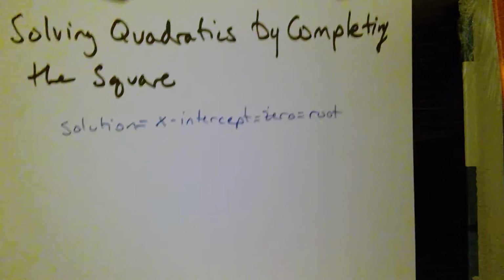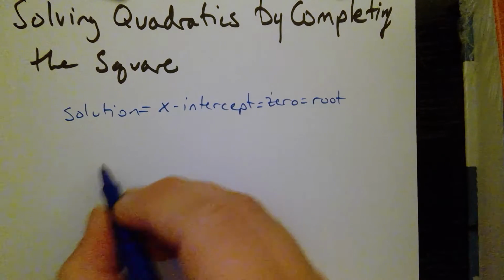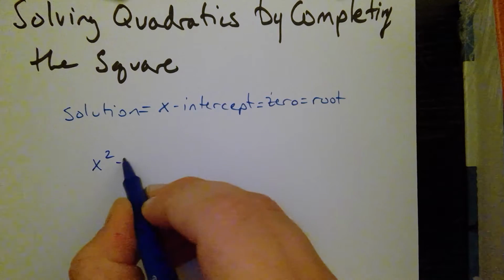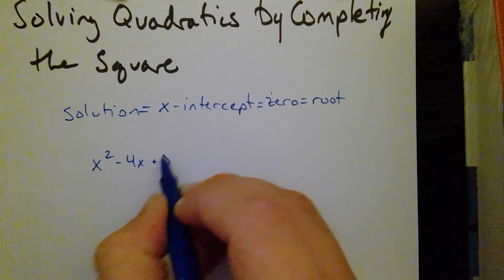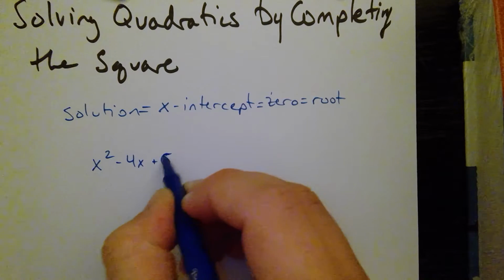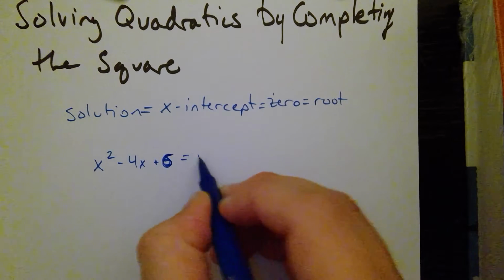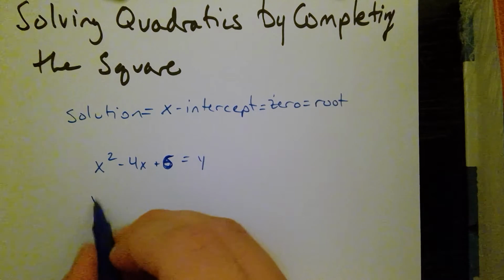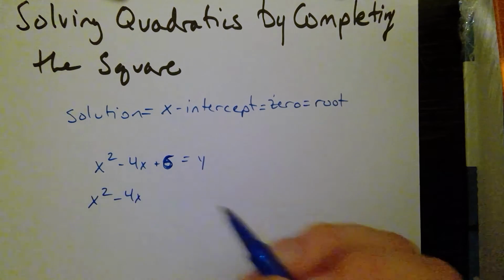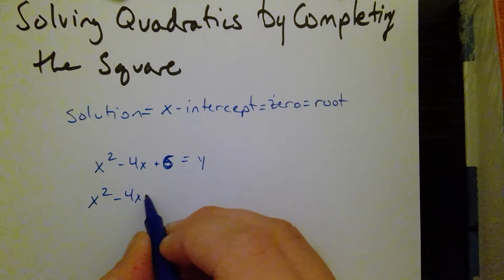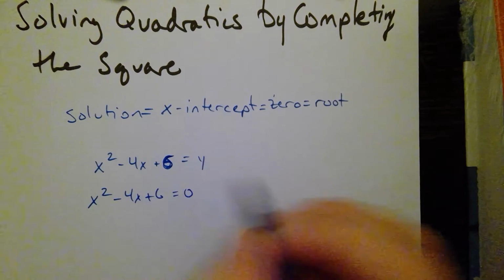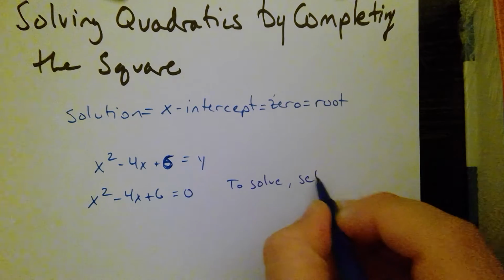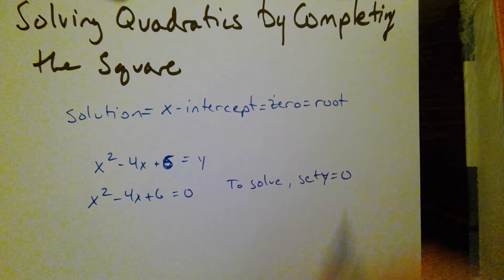All right, so we're going to solve by completing the square. We're going to have an equation here. Let's say x squared minus 4x plus 6 equals y. Now, if we're going to solve, we must set our equation equal to 0. So to solve, set y equal to 0.